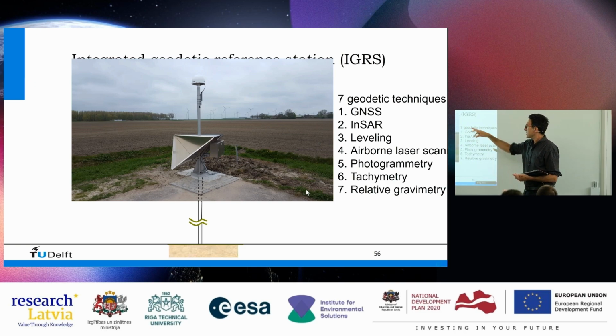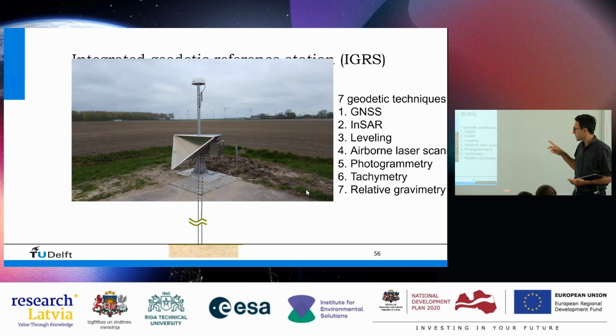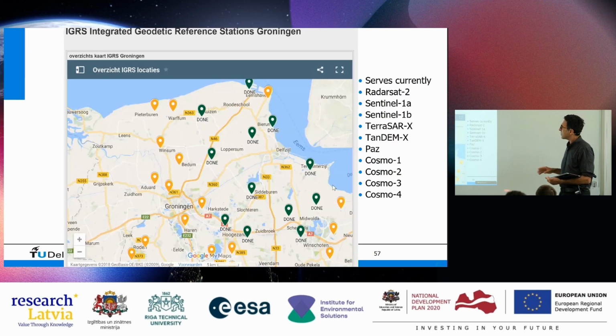So we have the GNSS on top, InSAR, leveling for the plate, the laser scanning, photogrammetry on the mast, tachymetry, and relative gravimetry that we do below here. And just last week, we also installed our first station in the Netherlands where we have also absolute gravimetry. So we have then really all the techniques together. Now, we made a network of that. We have about 35 of those stations now in the country.